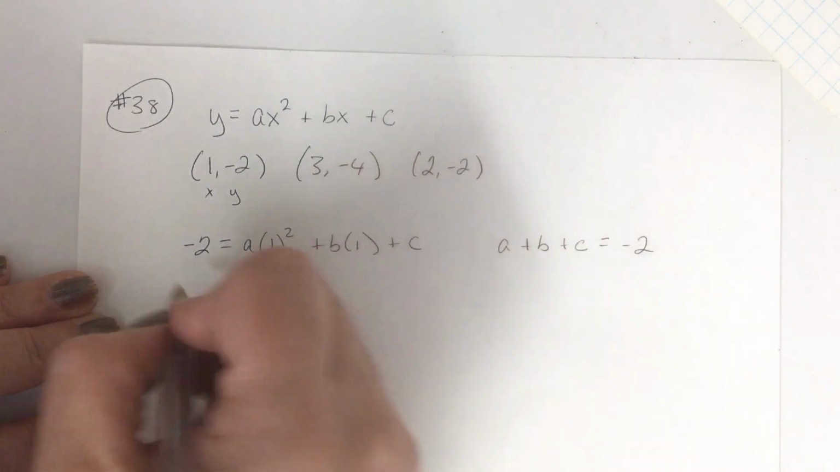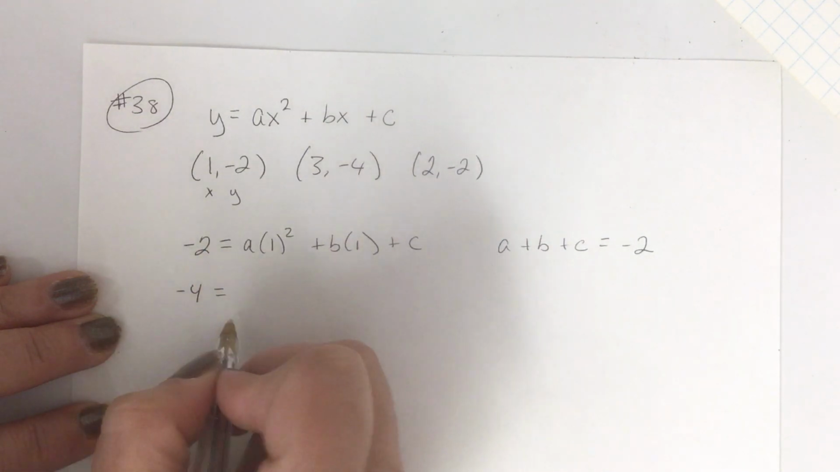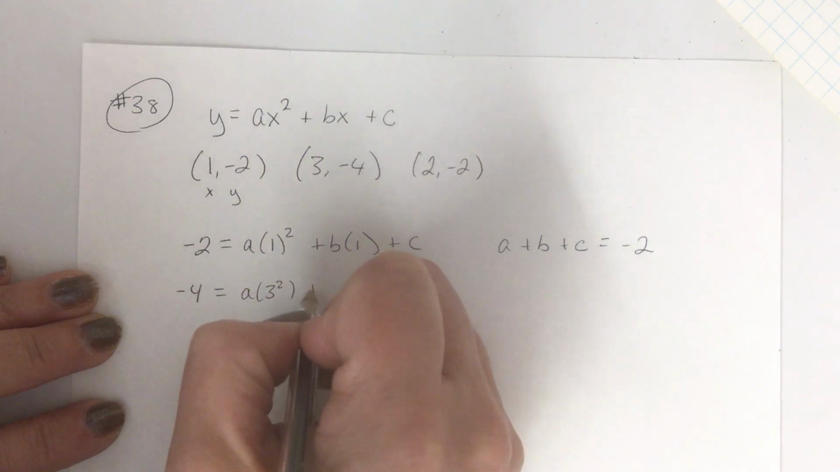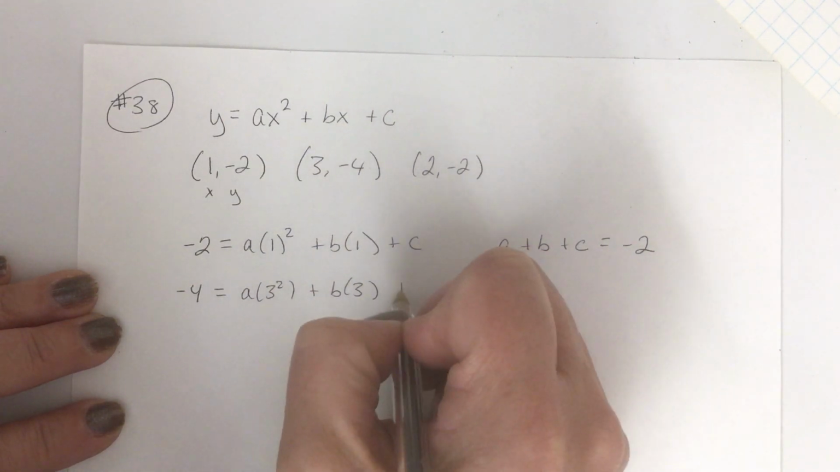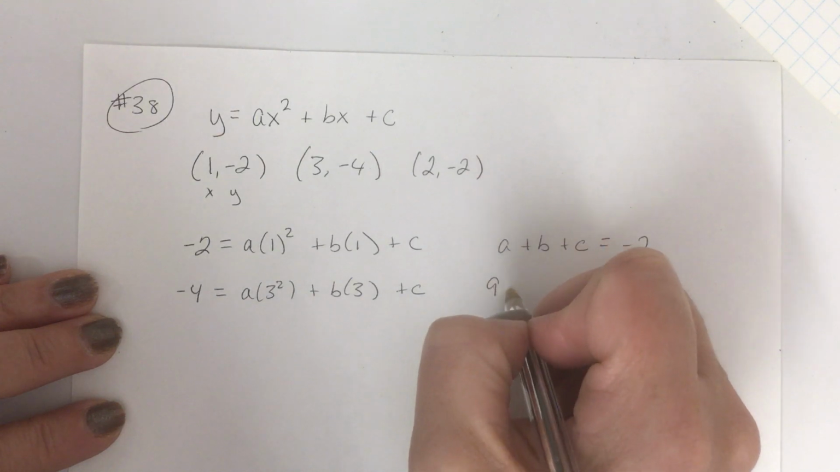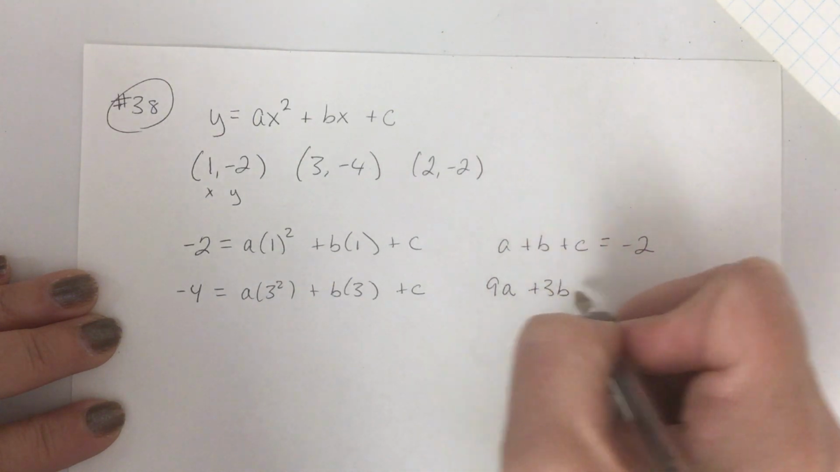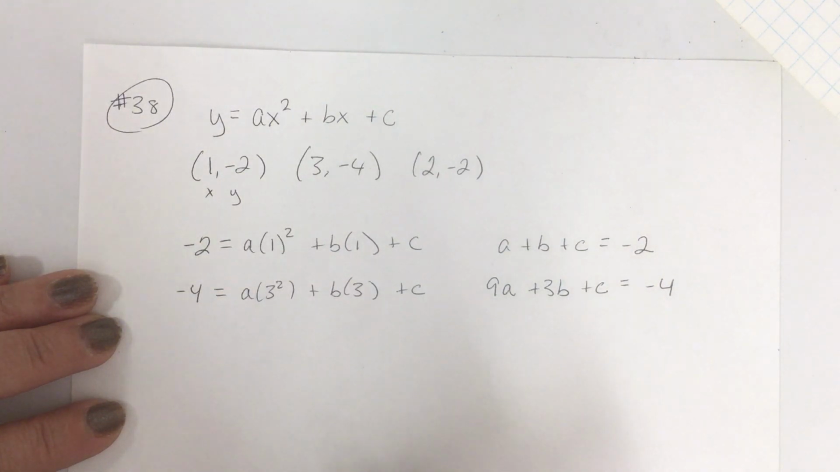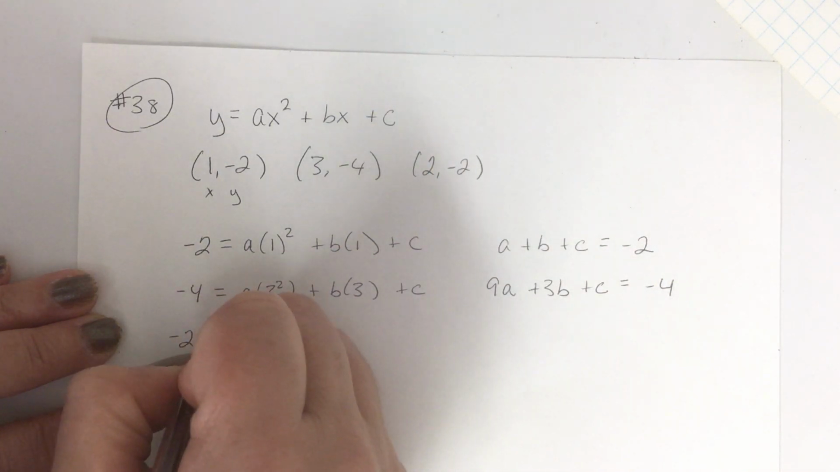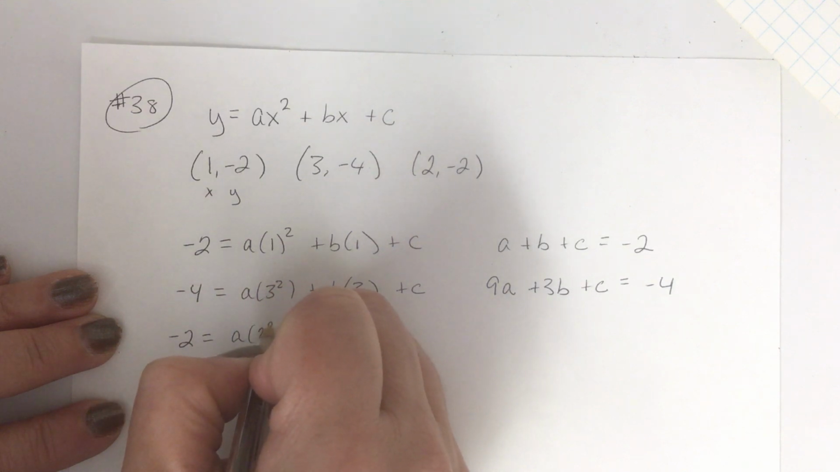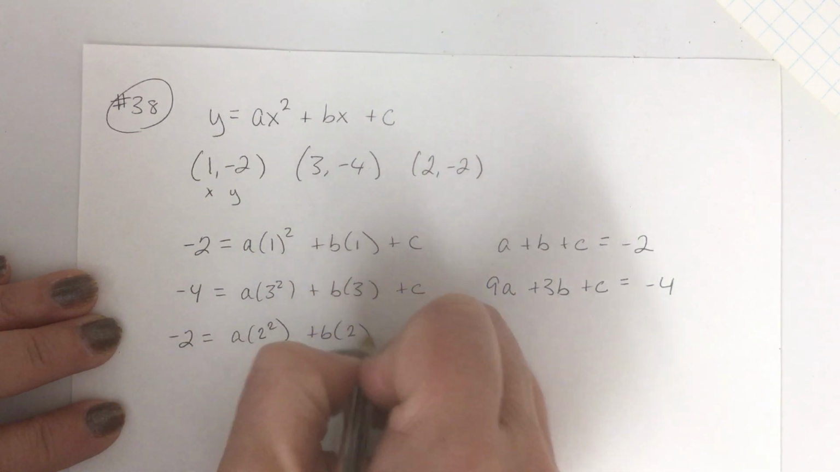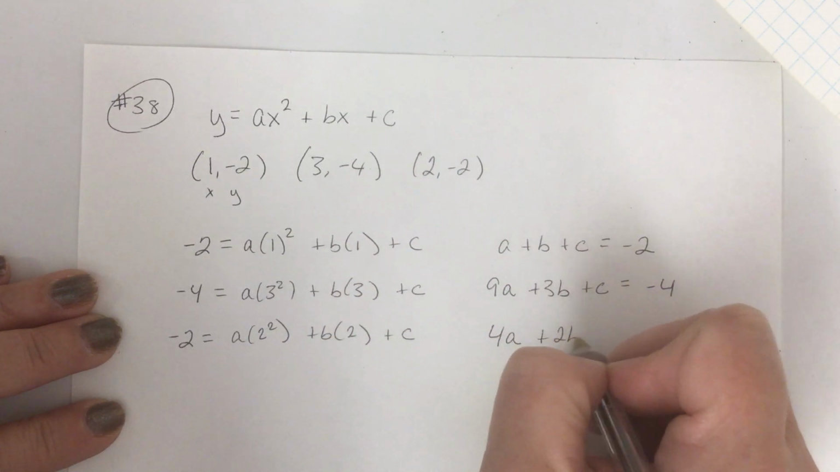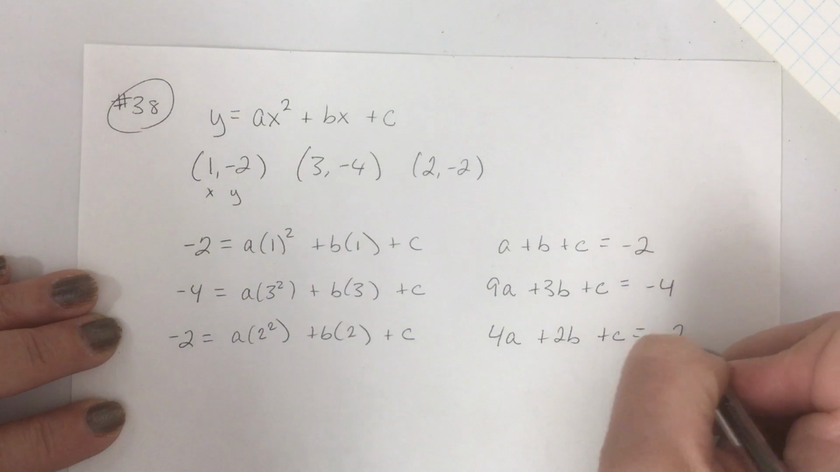Then I'm going to take this point and say the y value, which is -4, is equal to a times 3 squared plus b times 3 plus c. So this would be 9a plus 3b plus c is equal to -4. And the last point gives me -2 is equal to a times 2 squared plus b times 2 plus c. So that gives me 4a plus 2b plus c is equal to -2.